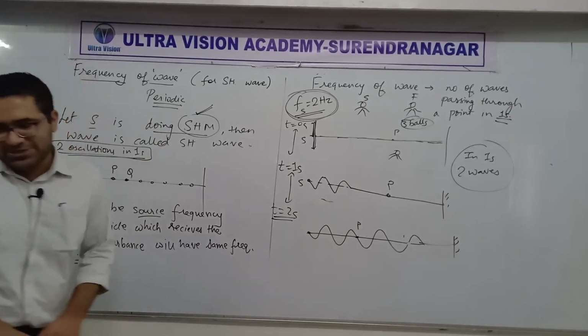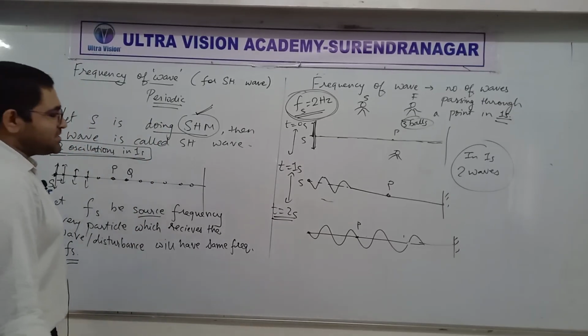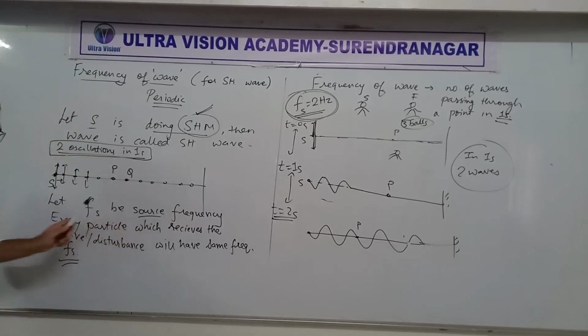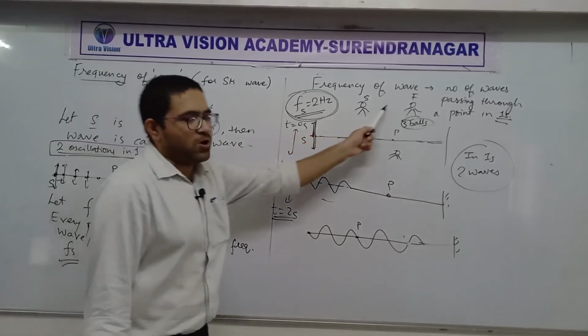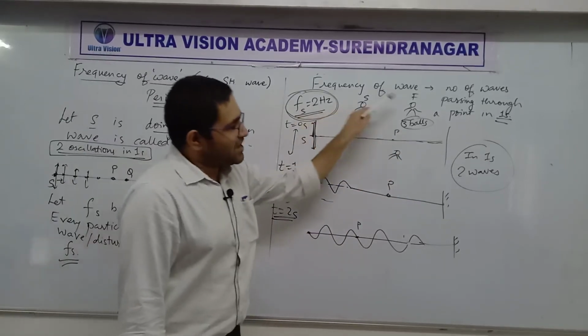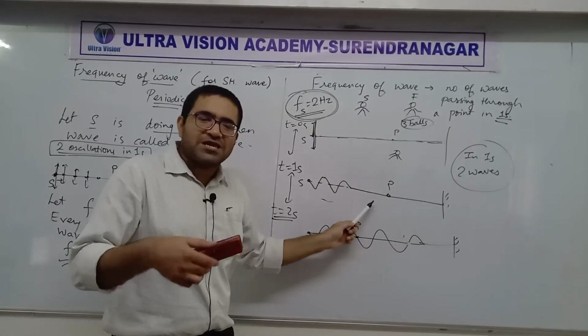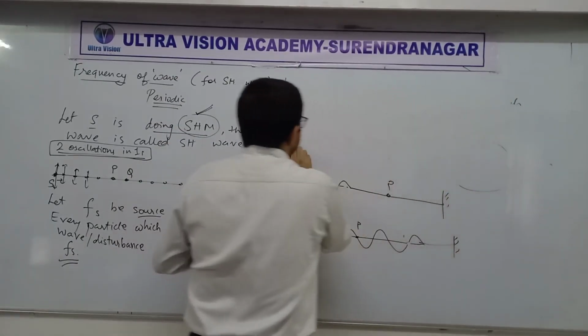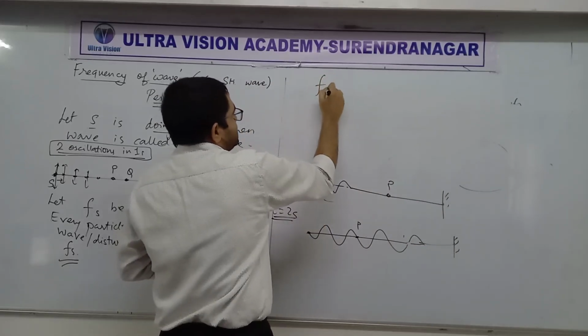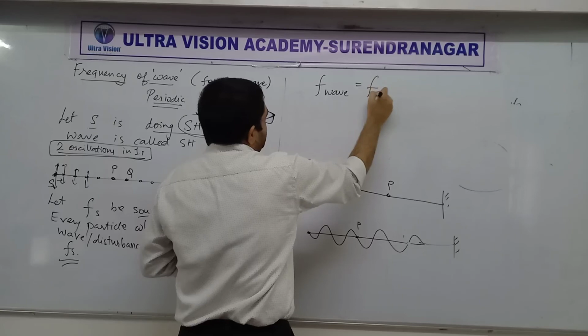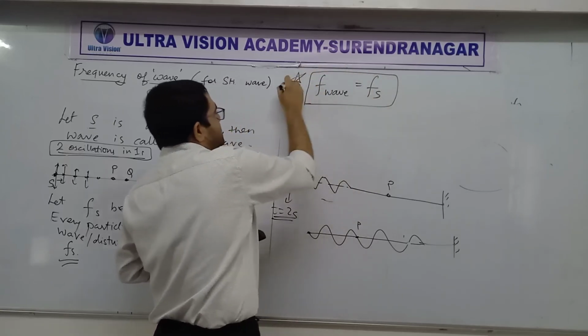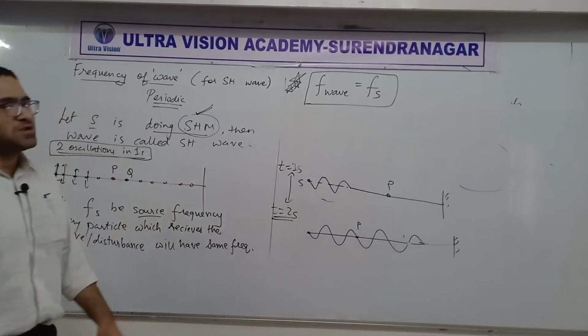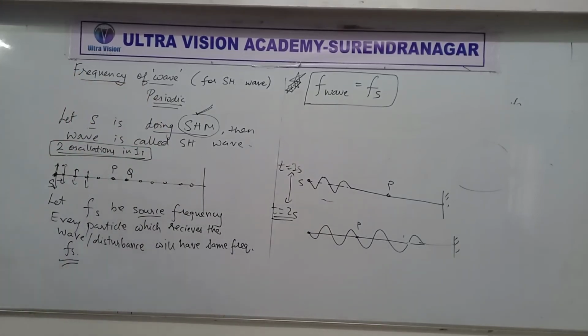So final punchline of this topic, it is that if the frequency of source is Fs, just like you are throwing 3 balls per second, then any other point on this medium also receives same. In short, what this means is that frequency of wave is always equal to frequency of source. Very important but very easy thing to understand. Okay, frequency of wave is same as frequency of source.